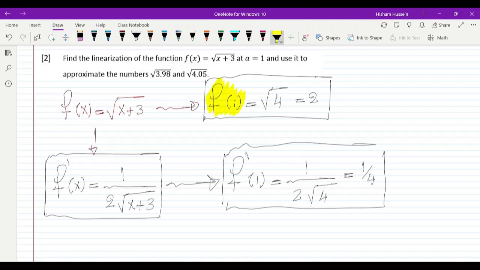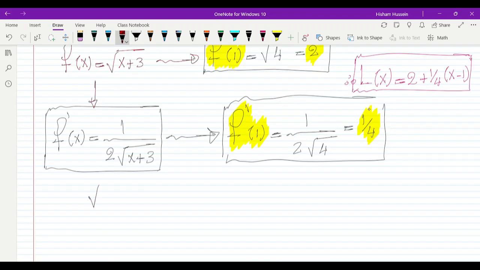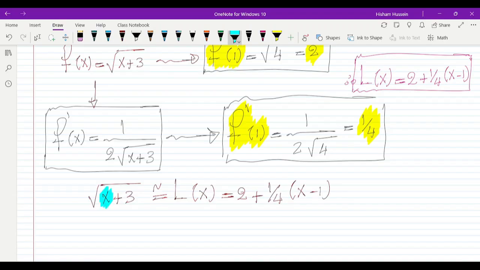Now f of 1 is 2 and f dash of 1 is 1 over 4. So the linear approximation expression for this function at this point is 2 plus 1 over 4 times x minus 1. So this means that the square root of x plus 3 has an approximate formula L of x, and this L of x equals 2 plus 1 over 4 times x minus 1.